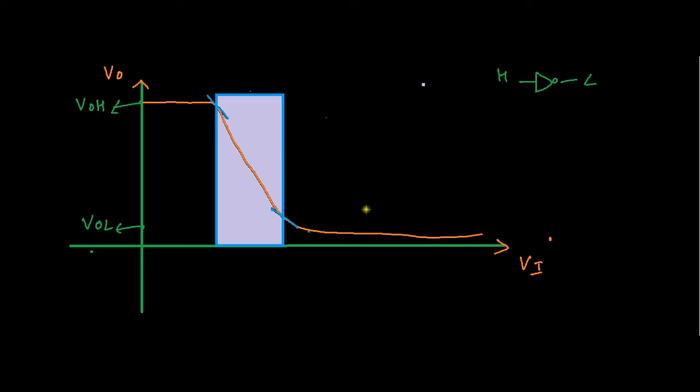VIL is the maximum acceptable input low level voltage. So we'll concentrate on the input voltage. This horizontal x-axis gives us the input voltage. So where to plot VIL? It is the maximum acceptable input low level voltage.